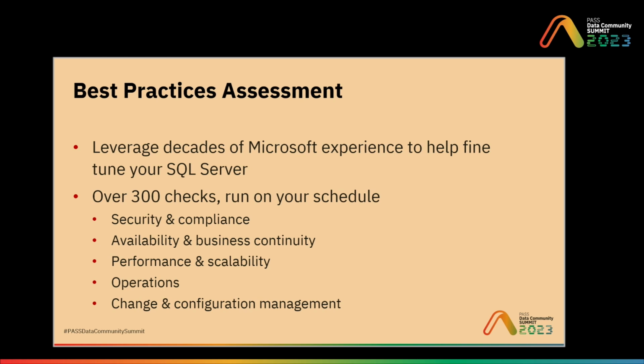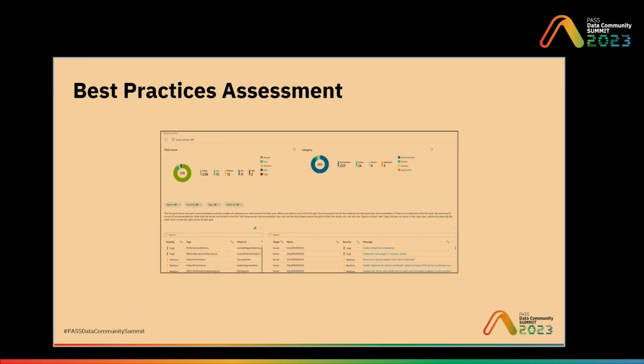There's over 300 checks that get run on your Arc-enabled SQL servers that you can specify to run on your schedule. You can have them run weekly, you can have them run monthly. You could go in there and have a report run every day if you wanted to. And basically, the checks fall into 5 buckets: security, availability, performance, operations, change and configuration management. And it looks a little something like this. We definitely recommend it to all of our customers to help them proactively manage and improve their SQL Server estate.